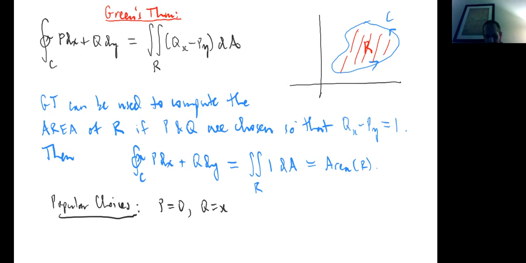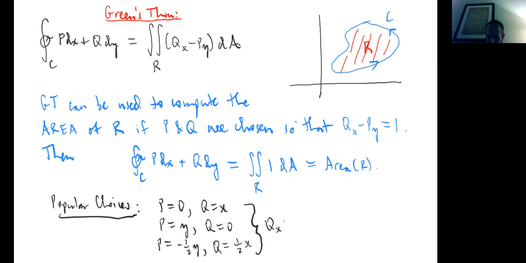Here are some other options. P equal to Y and Q equal to 0. That's another one, okay? Another one that's fairly popular is to take P equal to negative 1/2 Y. Okay, here's one that you have both things involved, and Q equal to 1/2 X, because then in each of these cases, notice that the X derivative of Q minus the Y derivative of P is 1.